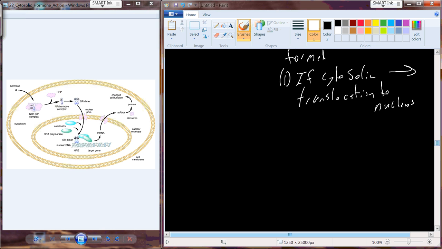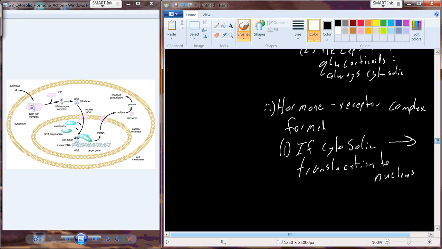Many of these start out in the nucleus, and the hormone has to cross through the cell, through the nuclear membrane or envelope into the nucleus. It interacts with the receptor in the nucleus to form the hormone receptor complex. Okay, so the key here is to form a hormone receptor complex and either do that in the nucleus or do that in the cytosol and then move into the nucleus.